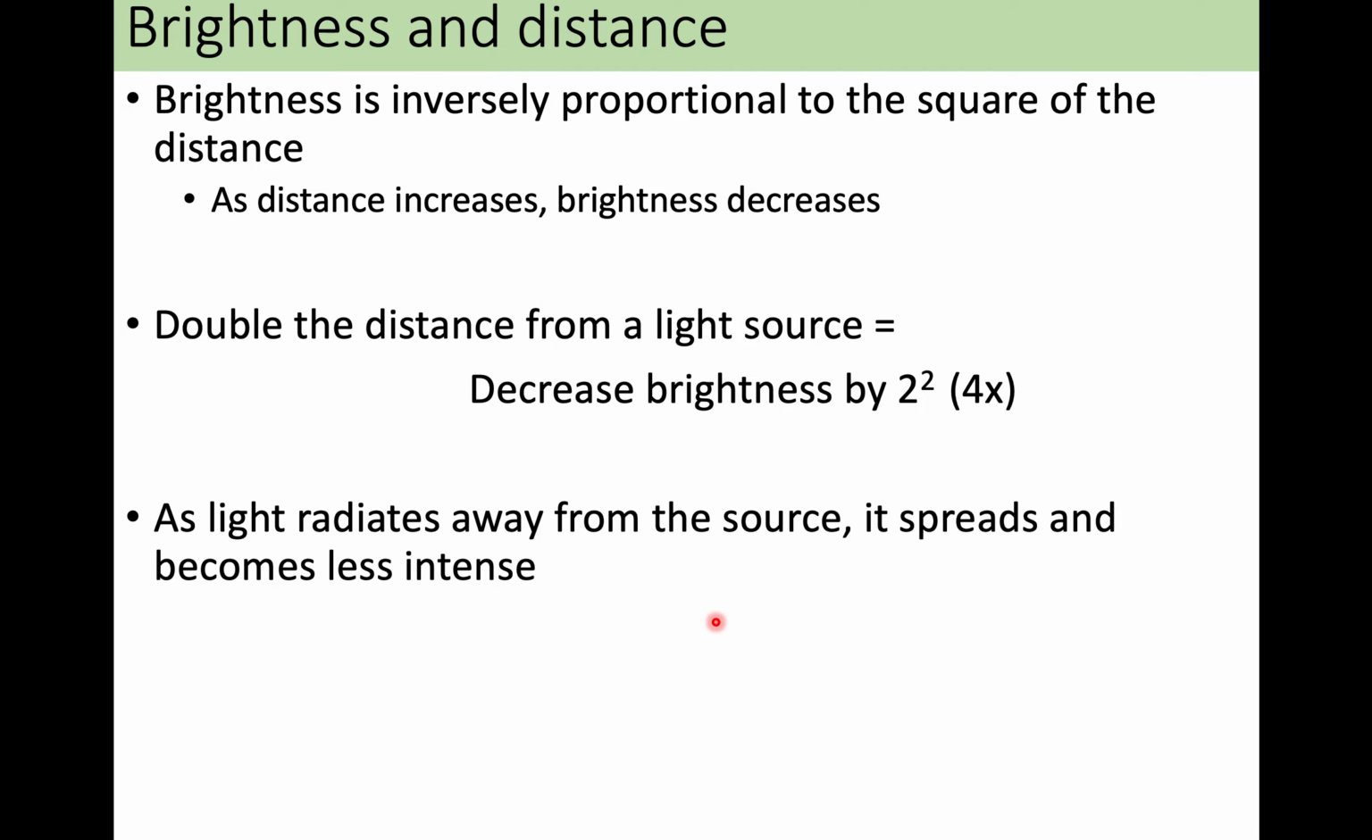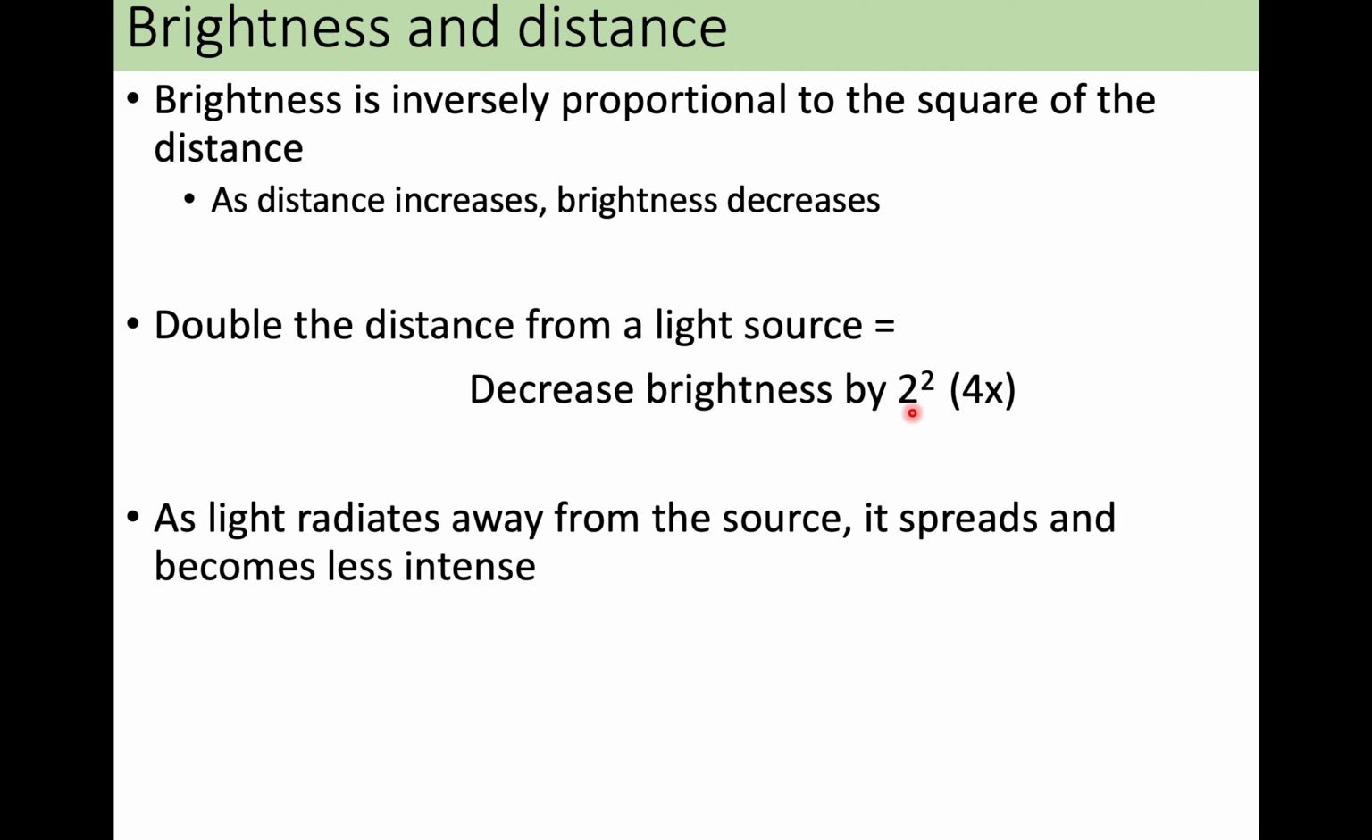So the brightness is inversely proportional to the distance. Actually, it's inversely proportional to the square of the distance from the star. As the distance increases, as we're looking at stars that are further and further away, the brightness of the star is going to decrease. If we double the distance to the star, so if we're looking at a star a certain distance and then a star at double that distance, the brightness will actually decrease by 4 times because it's the square.